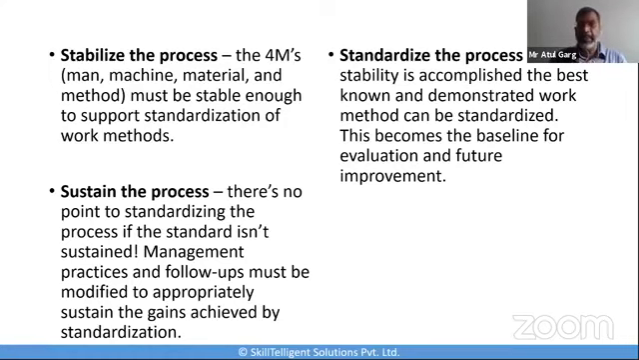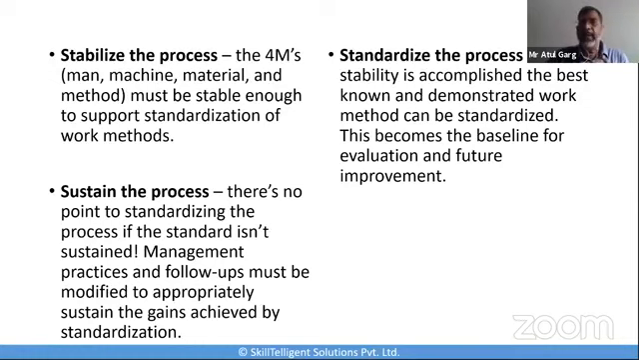Whenever we talk about stability, I would even include the training gaps. When we have the manpower, are they trained? Are they skilled enough? Can they really address what is required on the shop floor on their own? So that also would be covered as part of these 4 M's in stabilizing. Once the stability is accomplished, the best known and demonstrated work method can be standardized. This becomes the baseline for evaluation and future improvement.